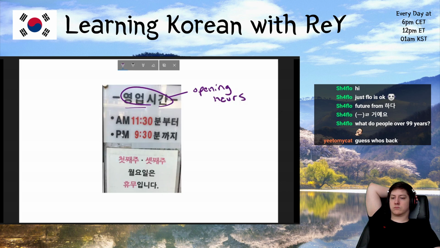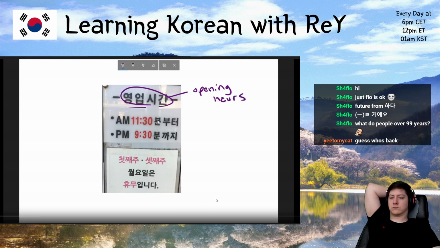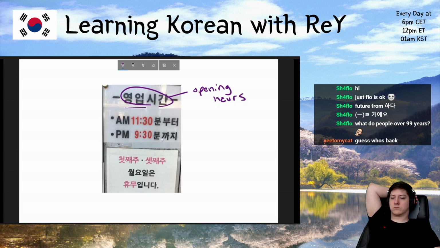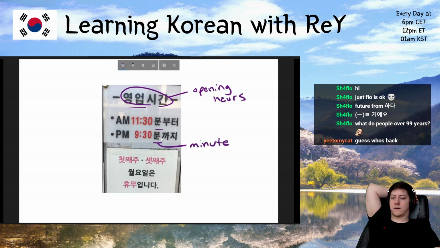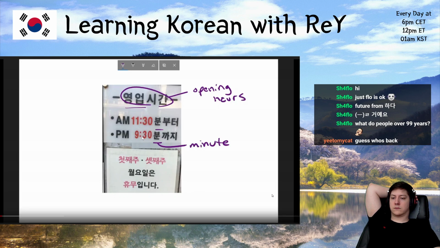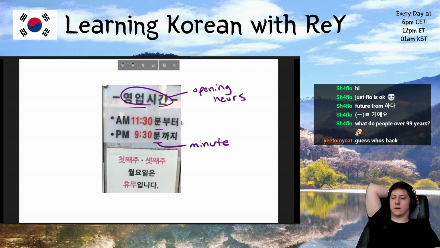Now, this AM and PM, you already know what that means, and this is the time. And it's funny because they're using the Korean bun here. This bun means minute. And they're using the Korean bun to indicate the minute part of the time, but not the Korean word shi to indicate the hour. I feel this is a little weird, because if they're going to use the Korean part, you'd think they'd say 11시 and then 30분. That would be the Korean way to write this.